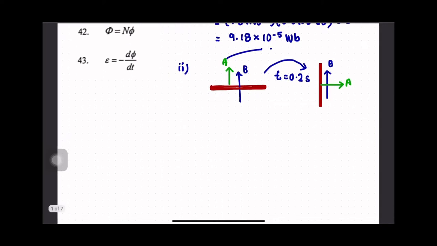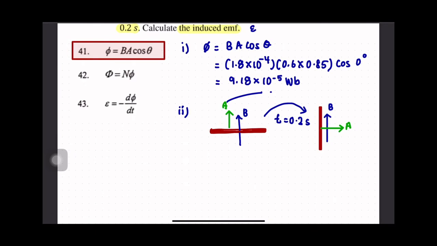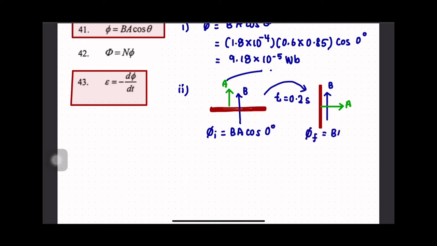Okay, so apa yang berlaku? Berlaku change of flux. Jadi, that's why dia suruh you kira induced EMF. Bila ada change of flux, akan ada induced EMF di mana formula yang akan guna adalah formula 43. Okay, so kita kira dulu perbezaan flux. Flux initial sama dengan BA cos 0. Flux final BA cos 90 degree. Ni 90 degree. Yang ni 0 sebab angle antara vector area A dan B adalah 0.